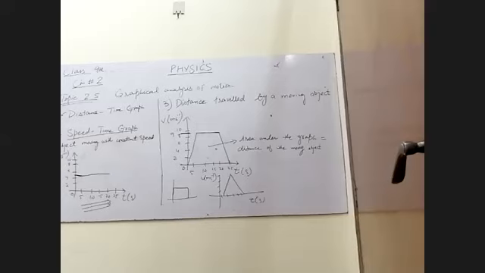So here again, we are considering two points C and D, and the time between C and D is 5 seconds, and the change in speed is 2 meter per second. We have a negative sign. Why? Because the speed is decreasing with respect to time. So when we divide negative 2 by 5, we have negative 0.4 meter per second square.